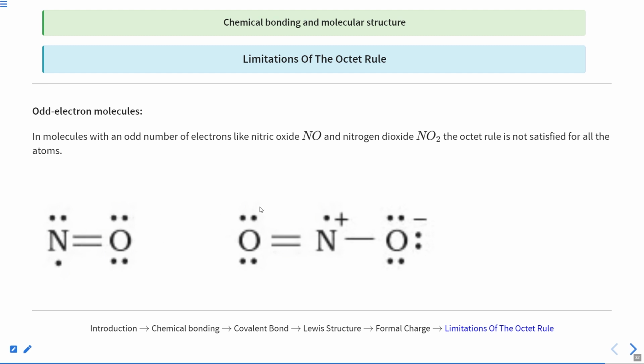Similarly, here also in nitrogen dioxide, nitrogen has 1 electron here. It is not having a pair. So here also these odd electron molecules are seen. This is very confusing for students. How will you draw the Lewis dot structure? So you should remember that in some cases we have odd electrons.